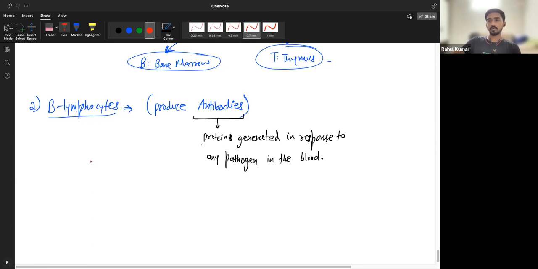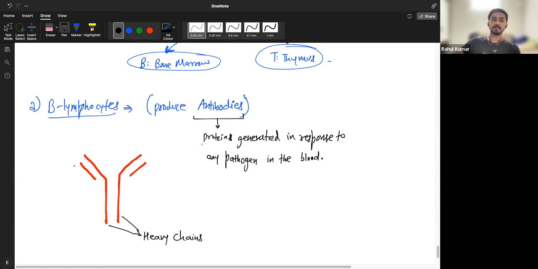Now, what does an antibody look like? So an antibody looks like a Y structure. So it has two heavy chains. Okay. These are long and heavy chains, and then it has two light chains. This is a typical diagram of an antibody. So these two are called heavy chains, and this is a light chain. Same as this. Okay. So two heavy chains and two light chains. Make sense?